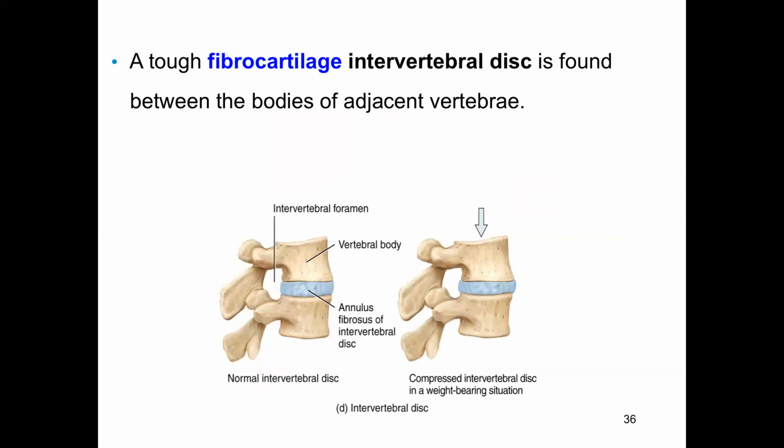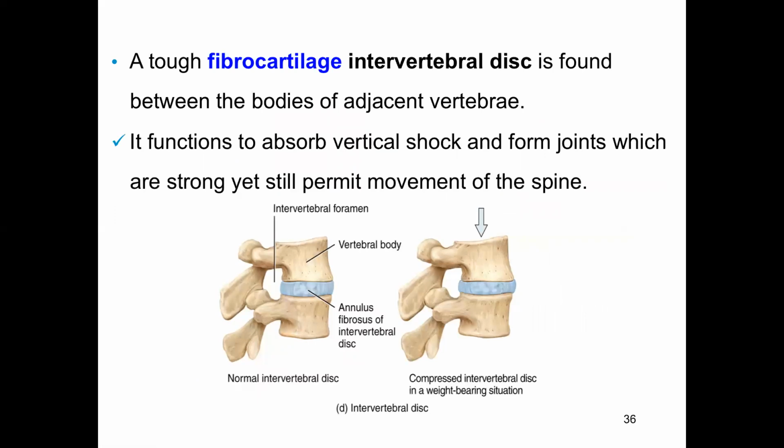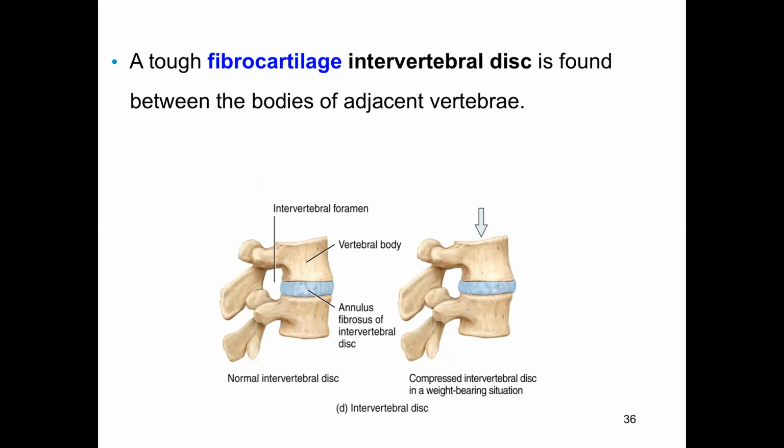So this fibrocartilage, the intervertebral disc, is found between the bodies of each of these vertebrae, and its function is to absorb the vertical shock that is there and still allow for movement of the spine. All right. And this one, I can tell you, are thoracic vertebrae, because here your spinous process is pointing downwards. Notice that. So thoracic vertebrae, spinous process pointing downwards or inferiorly.